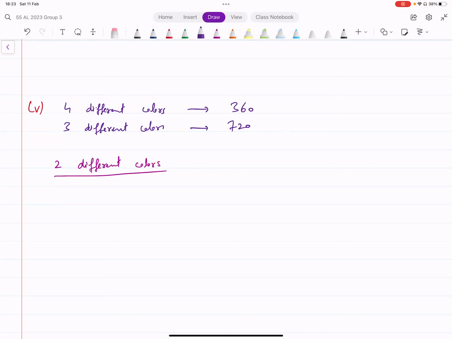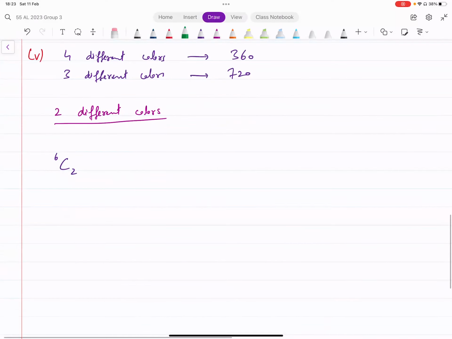सबसे पहले आपको क्या करना है? 6 में से 2 colors select करने हैं. So that's 6C2. All right, that's how you start. You have to select 2 out of 6 colors. Now, again, let's suppose आपके पास कोई एक particular color combination आ गया. Let's say blue and red. Let's say आपने एक select कर लिया.